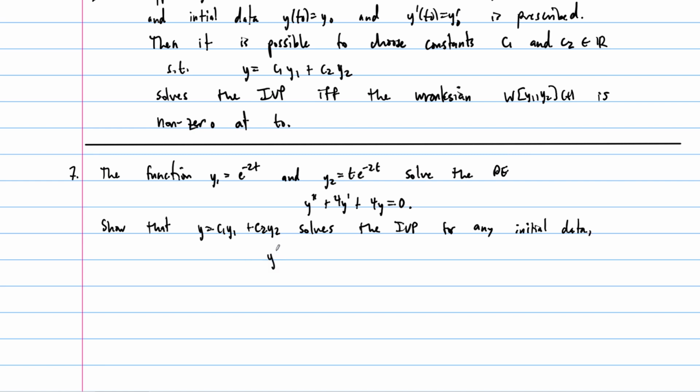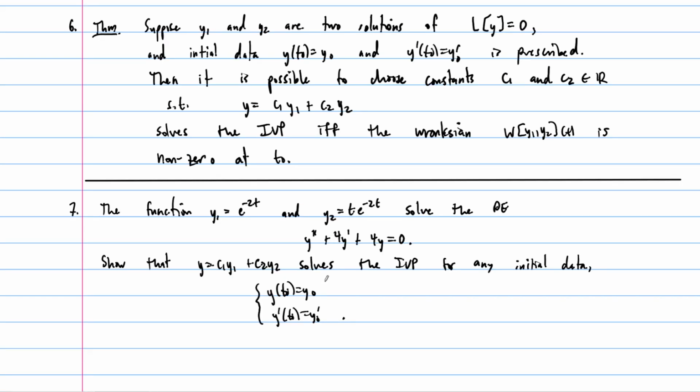And remember, our initial data here is y of t naught equals y naught, and y prime at t naught equals y naught prime. All right, so take a minute, think about the theorem we just wrote down, think about the statement of this problem, try to do it yourself, and then when you come back, we will do this together.